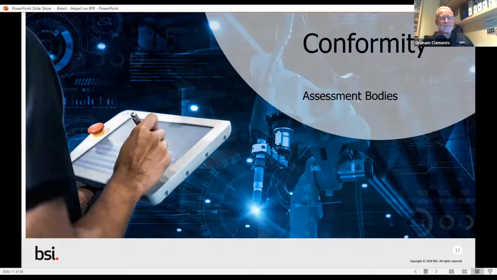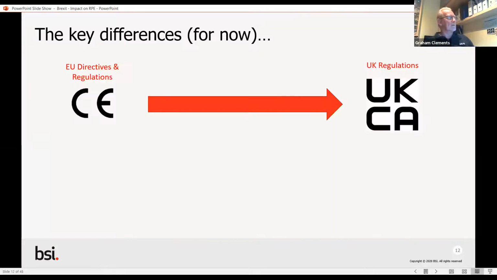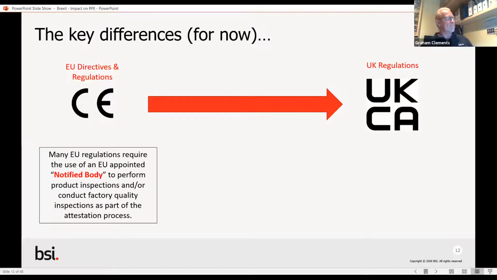So, conformity assessment bodies. Currently, for the EU directives and regulations, you CE mark it and you go through a conformity assessment body in Europe. And under UK regulations, you'll apply the UKCA mark and go through a UK conformity body. The conformity body in Europe is a notified body. So a very, very distinct terminology.